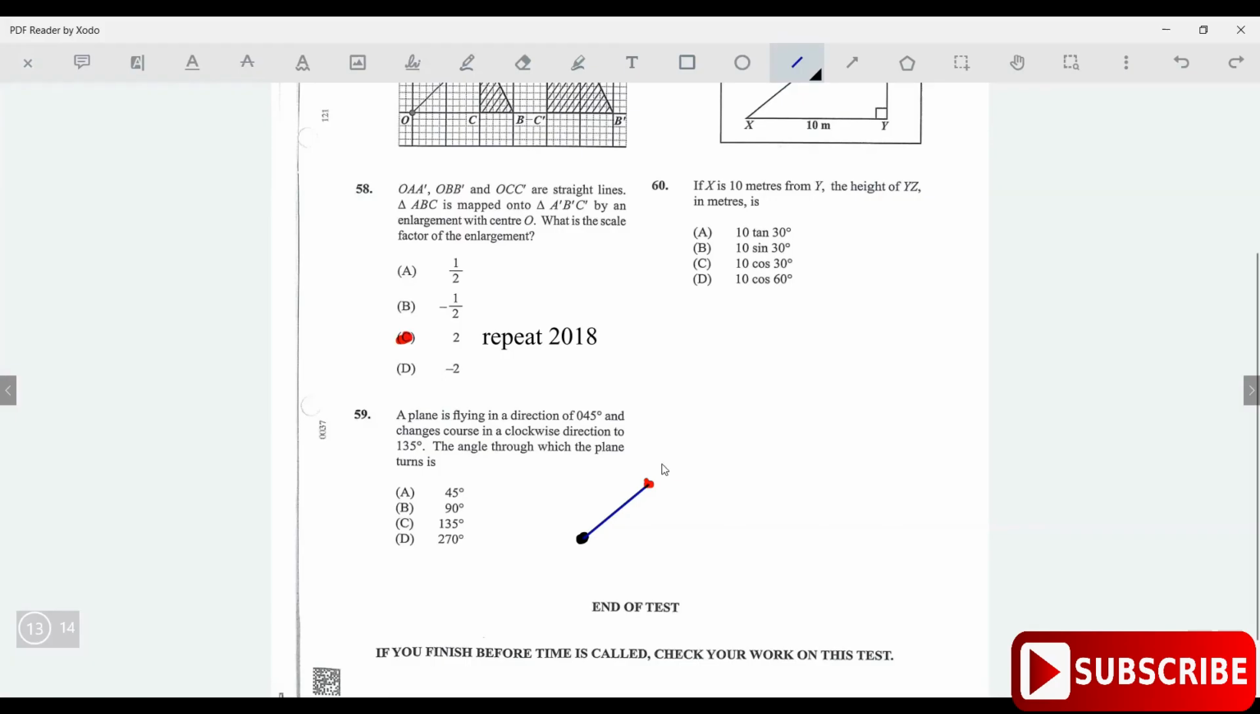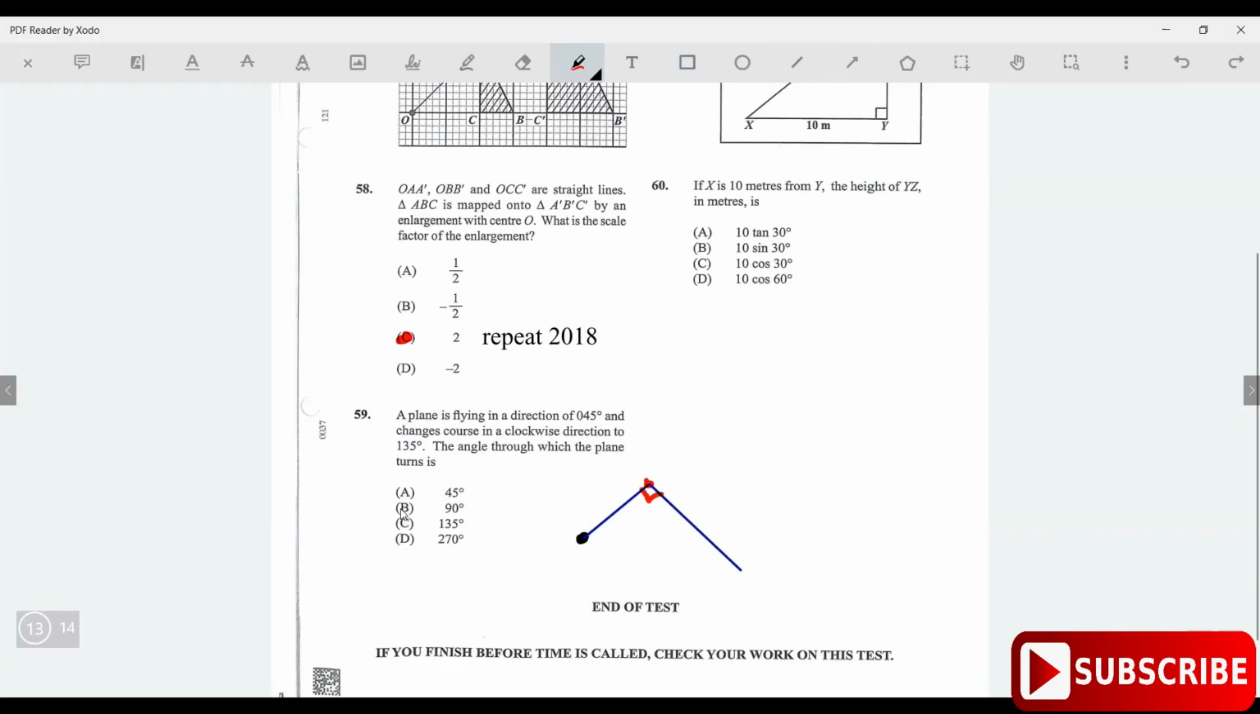This would be, let me see, clockwise is this way. So it's now at this point, and then going across would be 90. So going down here, somewhere about here would be 135. It says the angle through which the plane turns. The angle through which the plane turns in here is 90. This is the turn, how the plane turns.